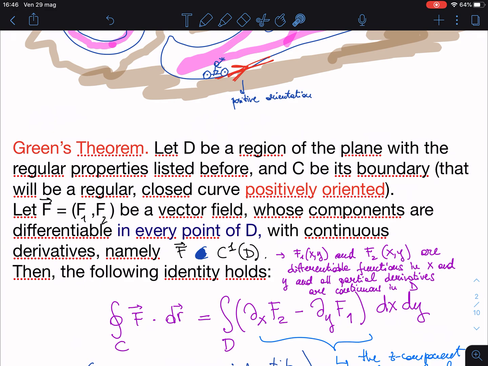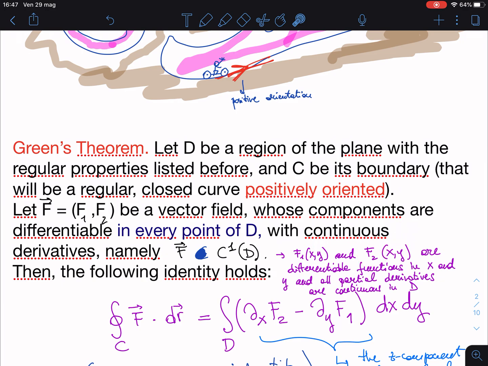So this is a preliminary hypothesis, and now the main character of Green's theorem is a vector field, a two-dimensional vector field, F1, F2, and it is regular in the sense that the components of the field are differentiable at every point of D, of the internal region, and then you have continuous derivatives. This can be explained in mathematical terms by saying that F is in C1 of D. Okay? The two components are differentiable functions in both variables, and all partial derivatives are continuous functions on D. Partial derivatives, of course, are four. There are two partial derivatives of F1 with respect to x and with respect to y, and two partial derivatives of F2 with respect to x and with respect to y.